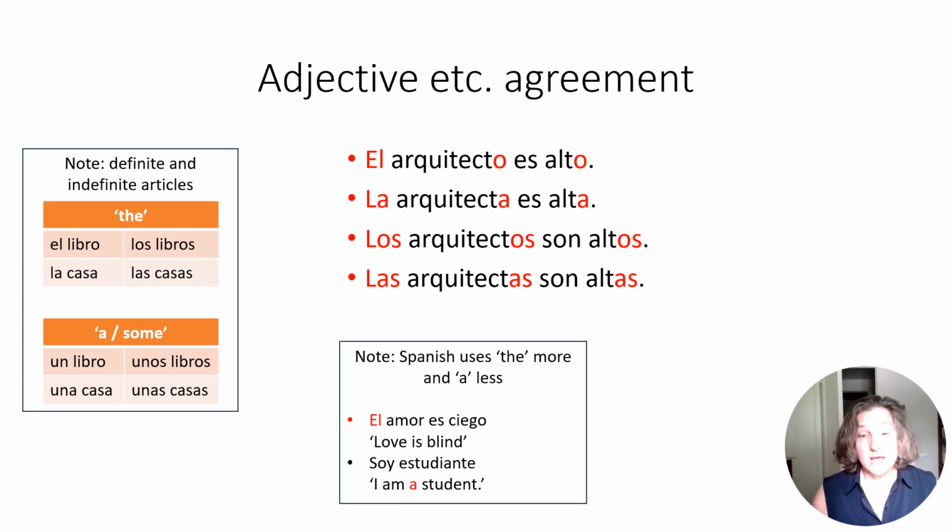It's worth noting that Spanish uses the more than English, and it uses a less than English. So in English, we say love is blind, but in Spanish, it's el amor es ciego. In general, the article is used when talking about things that are concepts or abstractions. In contrast, in English, we say, I am a student. You don't do that in Spanish. It's just soy estudiante. So in general, more use of the and less use of a.